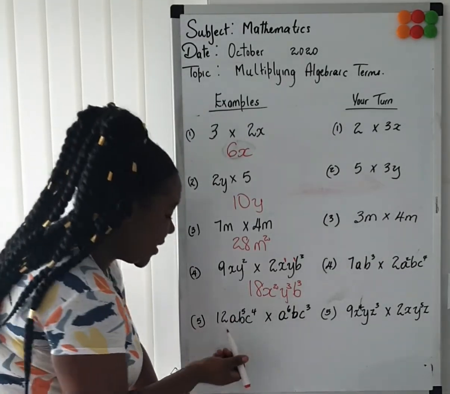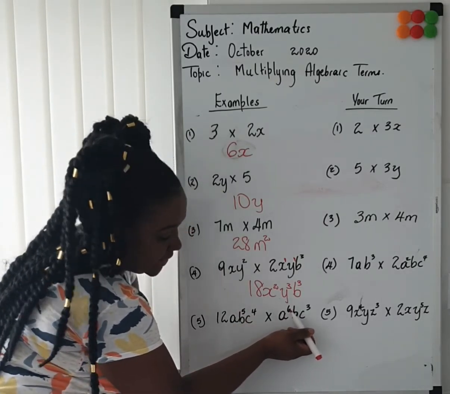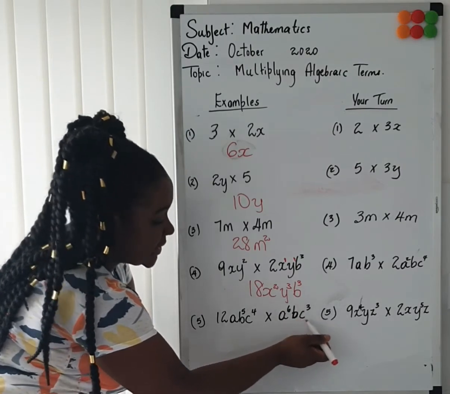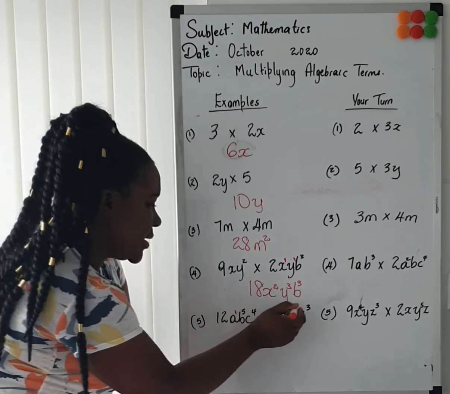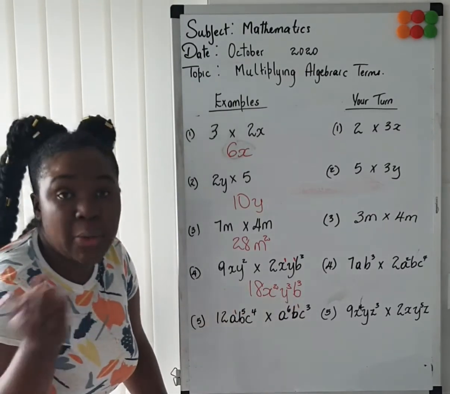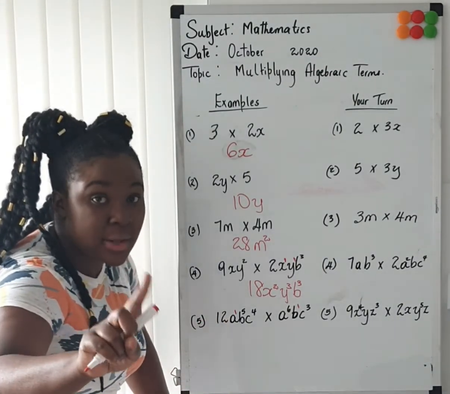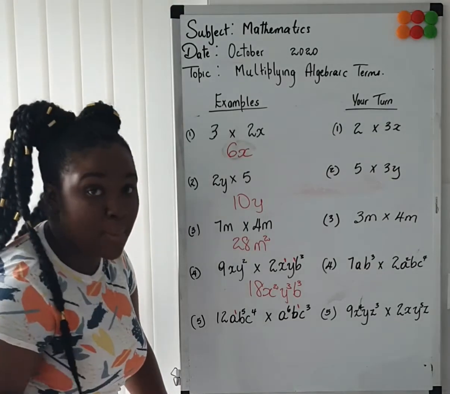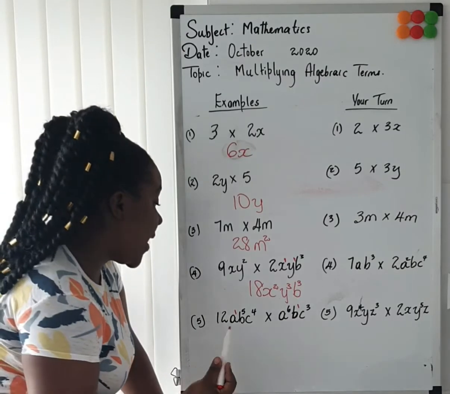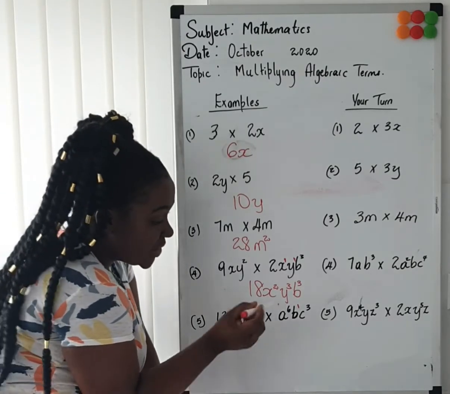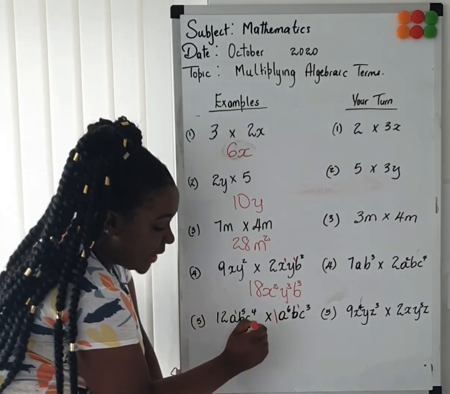The last one is 12ab to the 5th, c to the 4th times a to the 6th, b to the 1st power, c to the 3rd power. Let me put in the powers so that you can see them clearly. There weren't any powers there, and since there's no power, I put the power as 1, because the power is 1 when you don't see a number. It might look as if there's no power, but the power is actually 1. Now, what's the coefficient here? We don't see a number there, the number is 1. So 12 times 1, and that's 12.